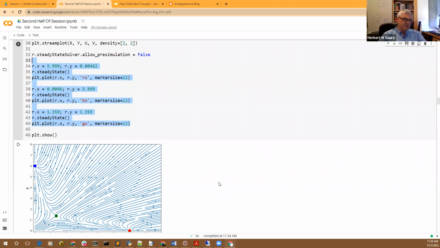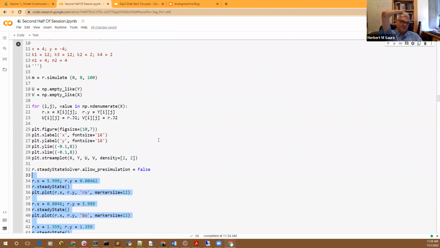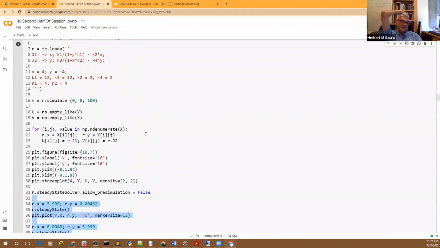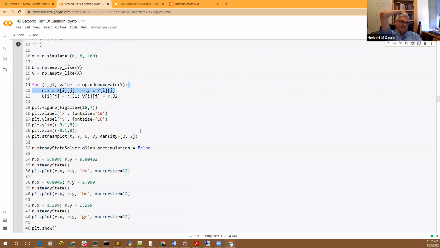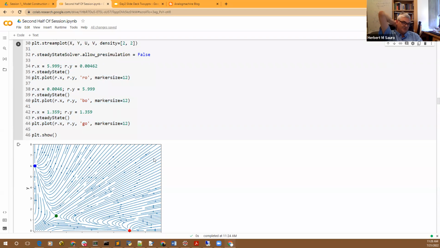Okay, so you can get very sophisticated if you're willing to try. This took me an hour or two to figure out how to do. And then I realized how to combine Roadrunner with doing these kinds of stream plots, so you can do that.